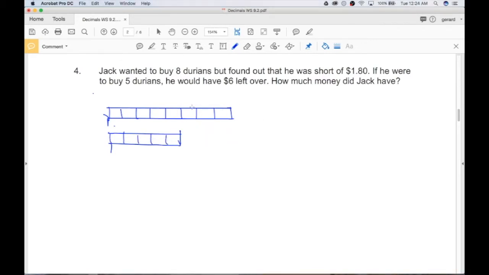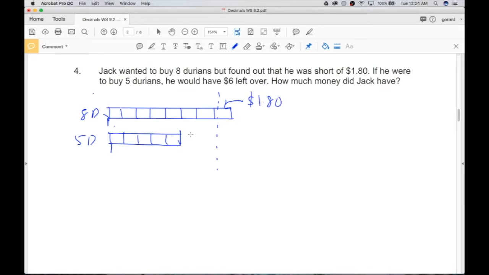Now, assuming we don't really care what the units is. We know that somewhere the amount that he has is somewhere here. It's for 8 durians, this is for 5 durians. If let's say we just chop it somewhere around, anywhere you want, it doesn't really matter. We know that he wants to buy 8 durians, he was short of. So this over here would be how much? $1.80. Because he's short of this in order to buy 8 durians.